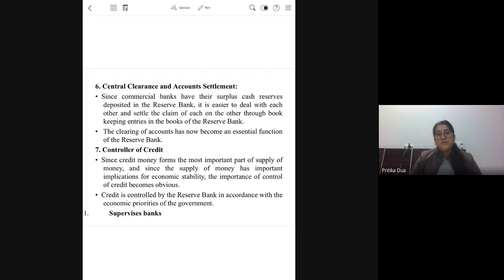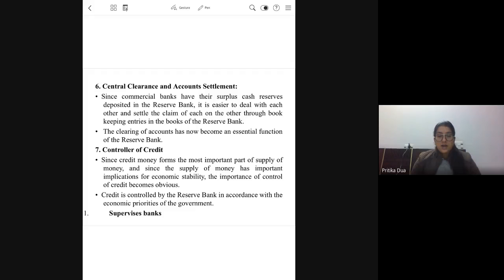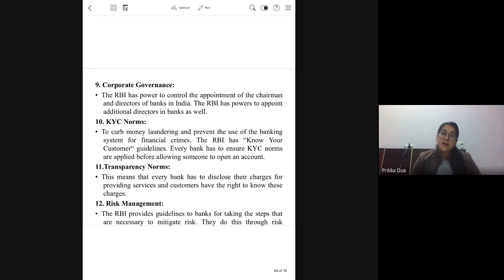So these are four main policy rates which are decided by RBI, reviewed every time there is a revision of the monetary policy. Okay, apart from that, what else is RBI doing? It is supervising all the banks. Jo bhi new banks incorporate hote hain unko license RBI hi deta hai. Then corporate governance.